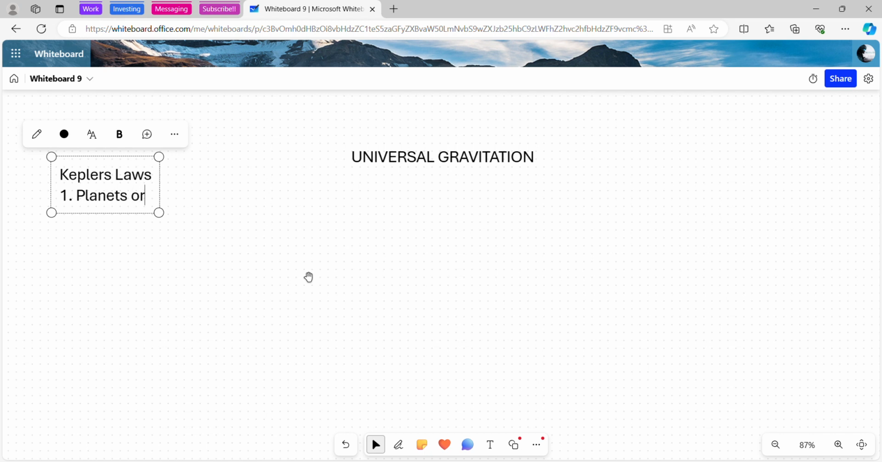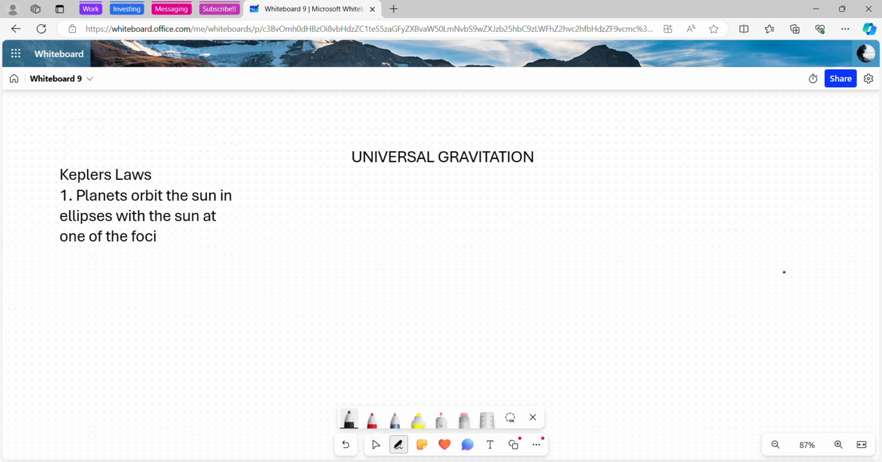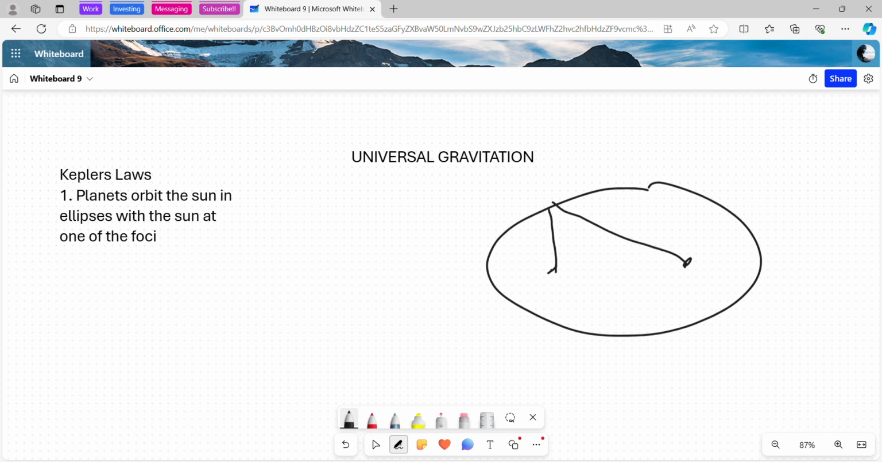His first law is that planets orbit the sun in ellipses with the sun at one of the foci. An ellipse basically just looks like this, and it's got two foci. What makes every ellipse unique is that the distances from both of the foci to any one point, which we call radii, added up, let's call this distance r1 and this distance r2, r1 plus r2 is always a constant.